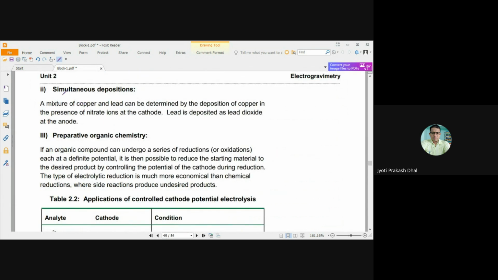Now coming to simultaneous deposition, a mixture of copper and lead can be determined by the deposition of copper in the presence of nitrate ions at the cathode. Lead is deposited as lead oxide at the anode.